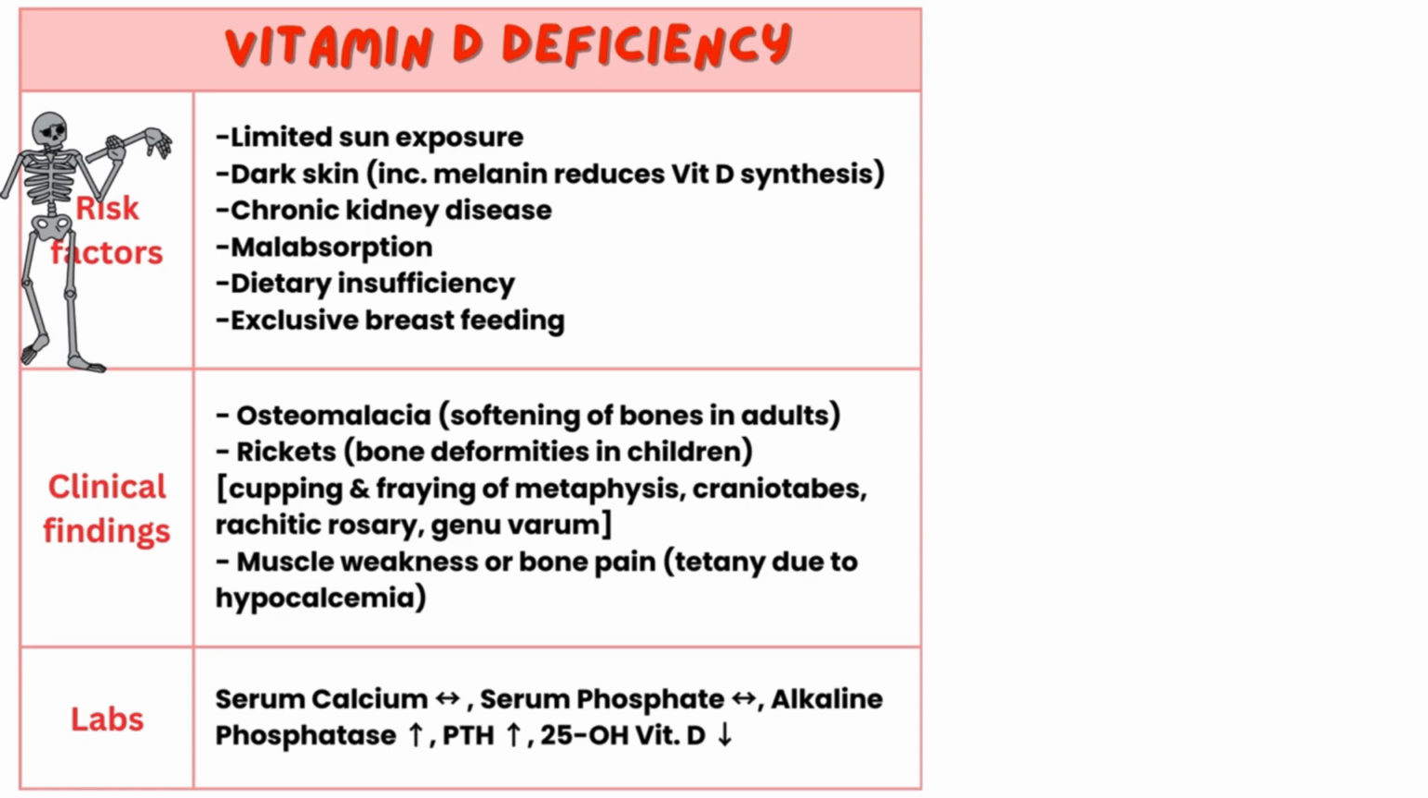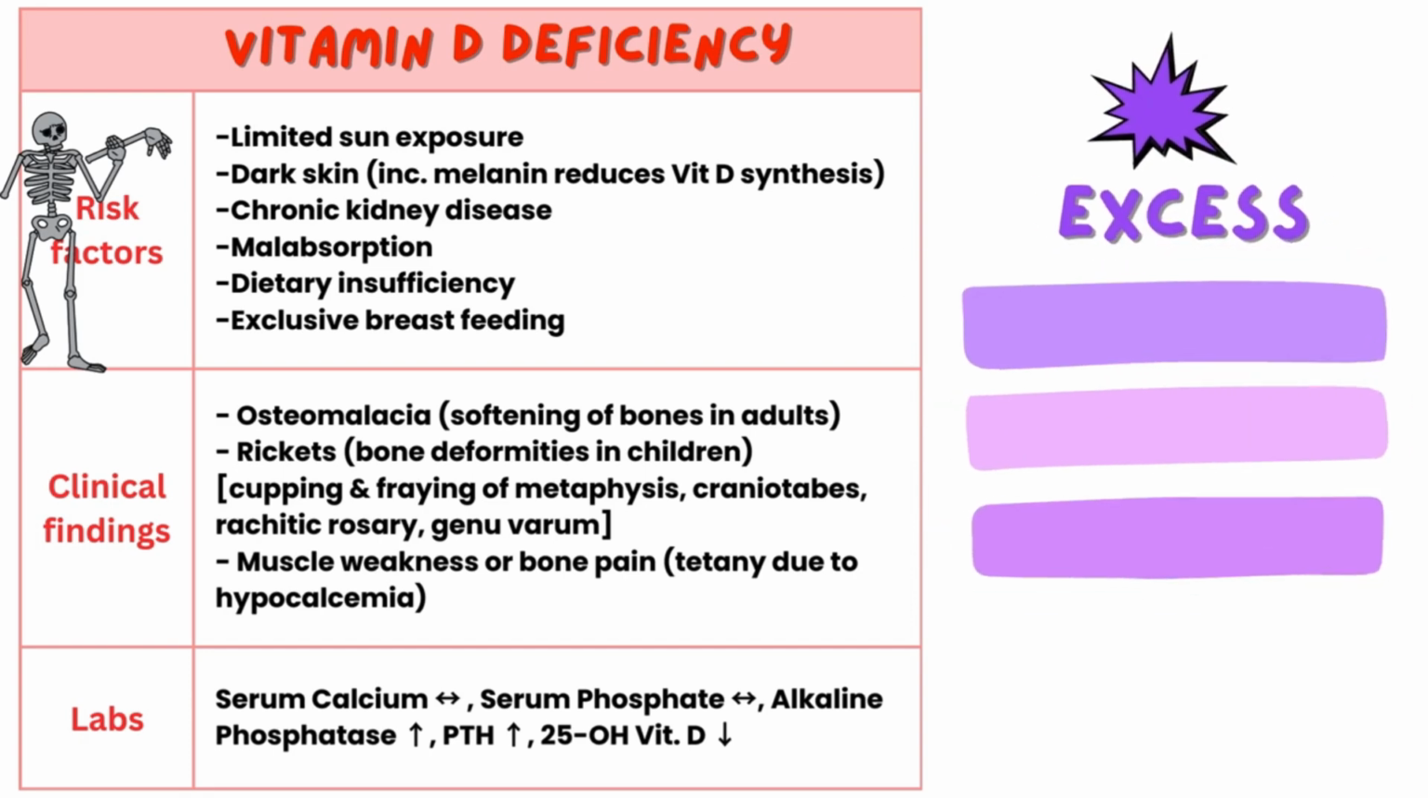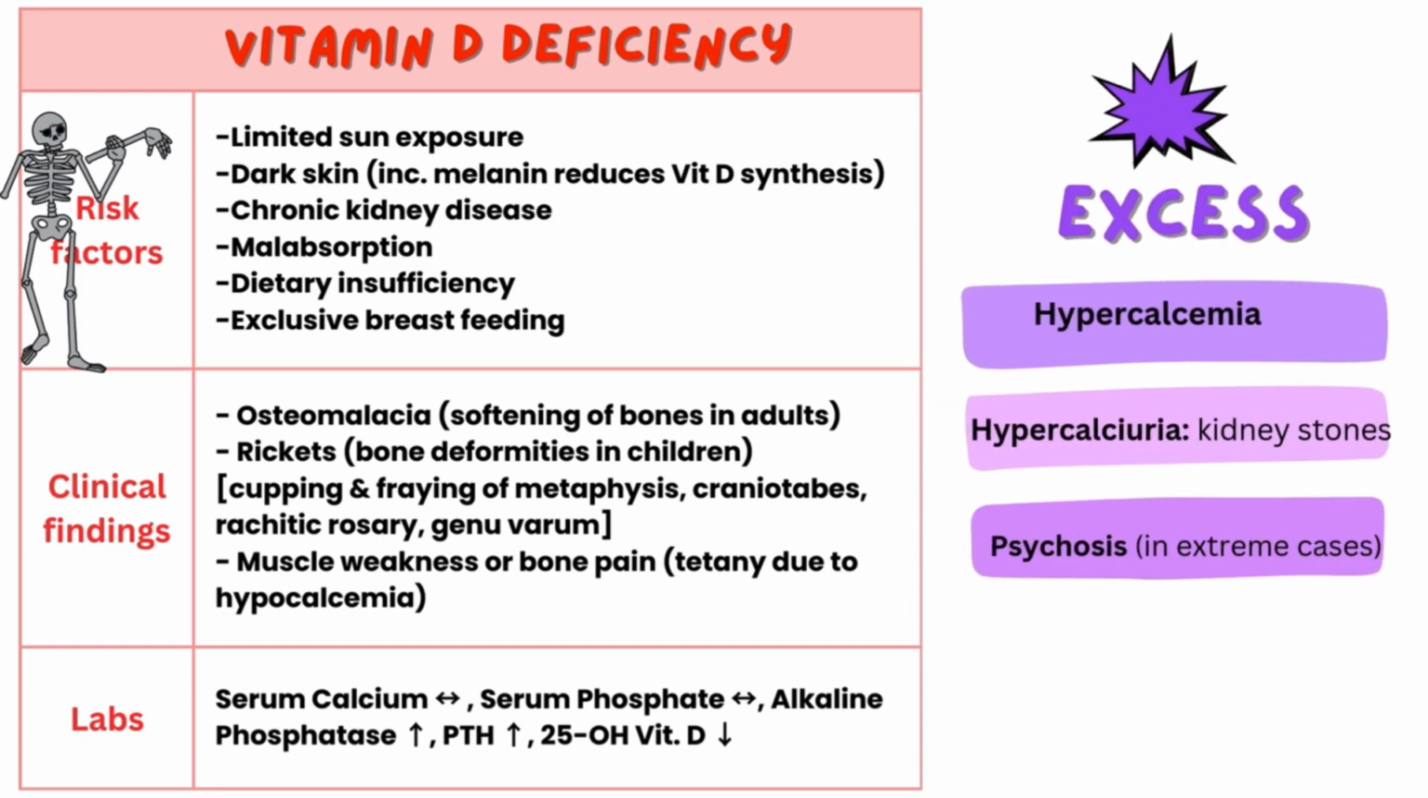It can cause osteomalacia in adults, rickets in children, with characteristic cupping and fraying of metaphysis, craniotabes, rachitic rosary, and genu varum, along with muscle weakness and bone pain. Serum calcium and phosphate levels are normal, whereas alkaline phosphatase and PTH are increased, along with decreased vitamin D. Excess causes hypercalcemia, hypercalciuria, and psychosis. Give oral vitamin D to breastfed infants.